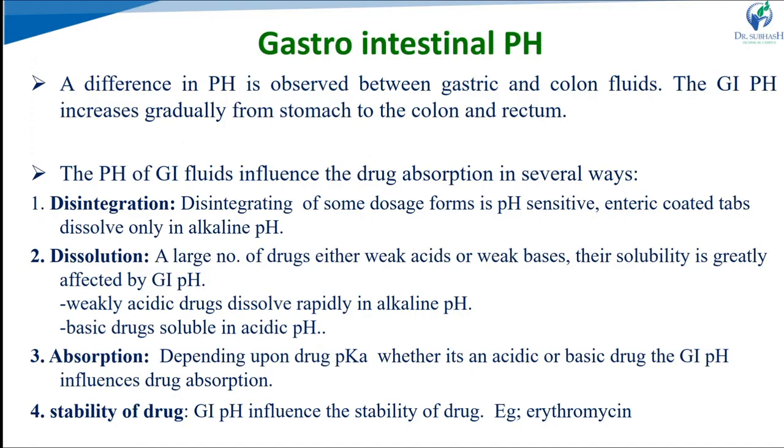Throughout the GI tract, in the stomach or intestine, the drug undergoes ionization, and that also affects drug absorption, because unionized drugs are absorbed at a faster rate compared to ionized drugs.